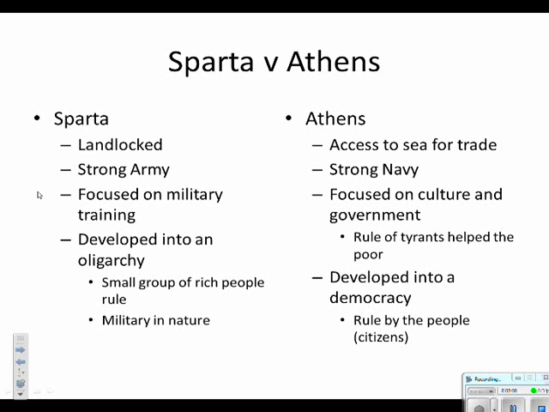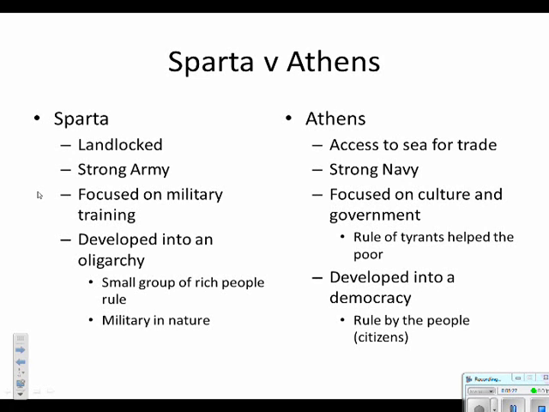In fact, Sparta had such a strong army, that's all they really cared about. All they did was focus on military training. It was a very stringent training that started at the age of 7, very violent, and every Spartan male was required to serve in the military. Athens, on the other hand, had more of a focus on culture and government. So they had more developments that we'll talk more about later. In addition, they also had a rule of tyrants. Tyrants like Draco and Solon helped the poor and are going to eventually lead us to democracy.